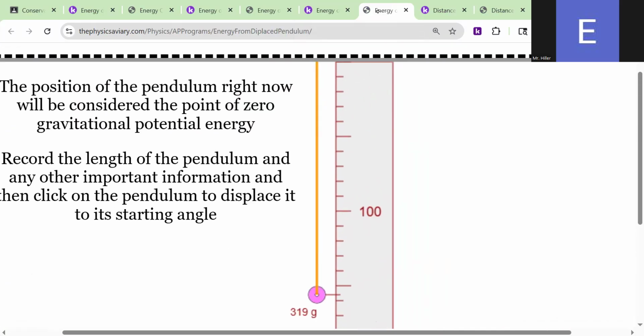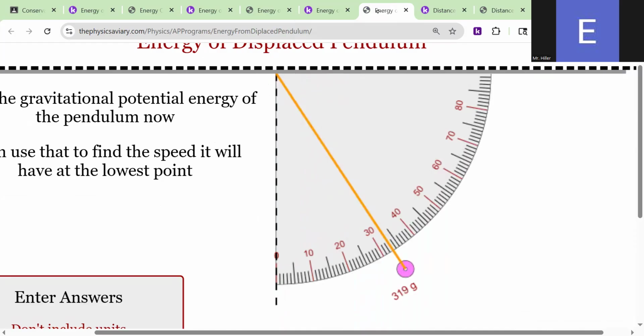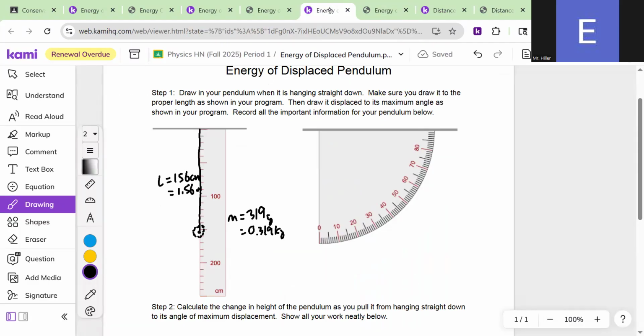As soon as you click on the pendulum bob, the what looks like a washer to me, but I'll call it a ball, it's going to displace it to a certain angle. Now you have to record that angle and draw it on the PDF. So my angle is exactly 33 degrees. That's what it's been displaced to. So I want you to draw a line to your angle.